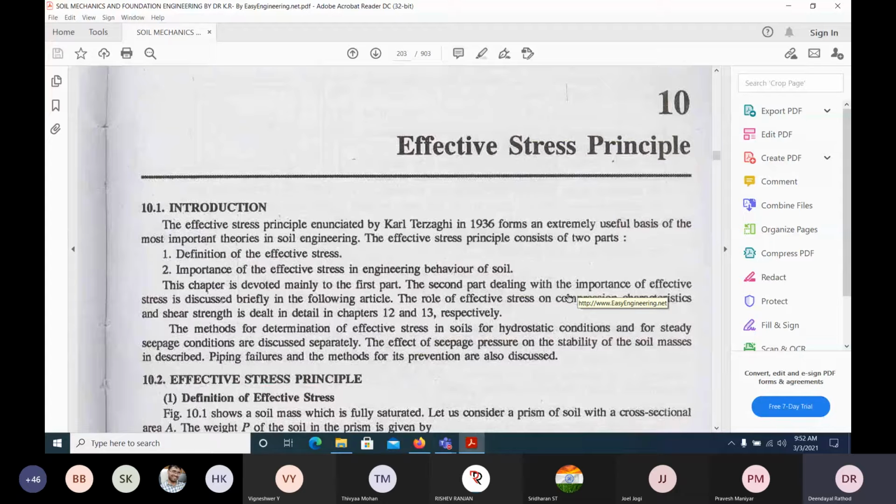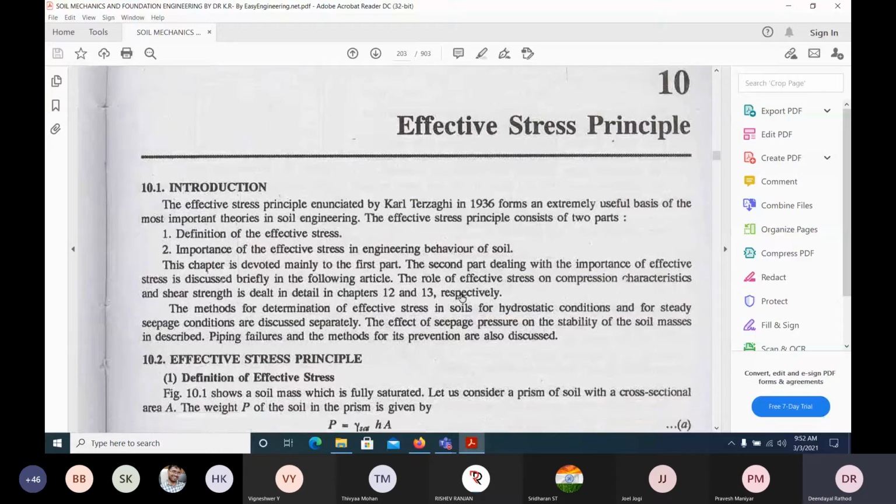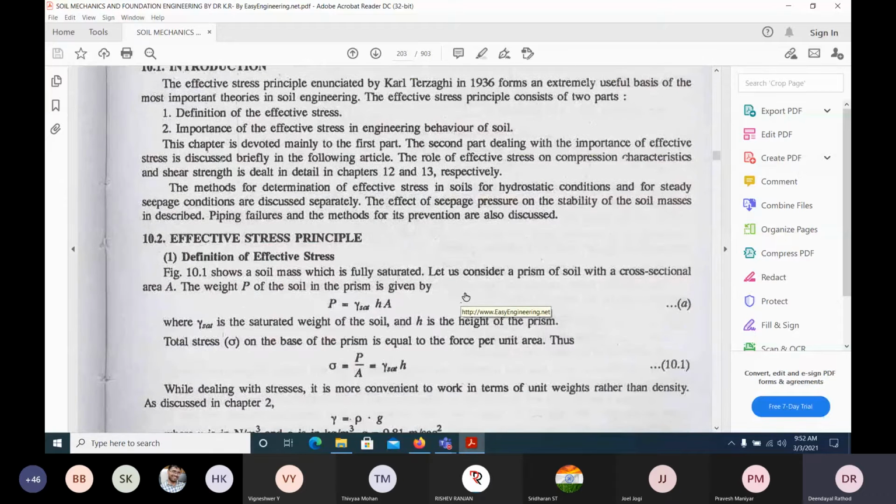If you know the unit weight of the soil, and if you know the area, or where exactly you want to find out the total stress, then you can get the complete weight or stress. So here what we'll do is look at this effective stress principle.